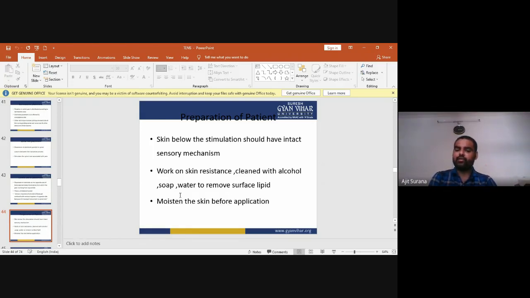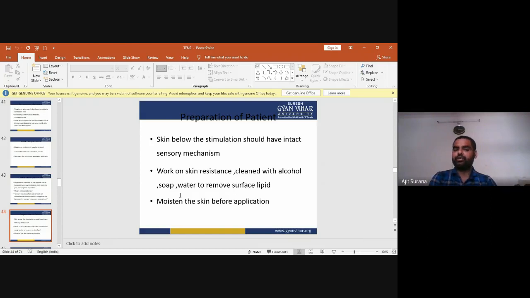First, we work on the skin resistance. We clean the skin with alcohol, soap or water to remove the surface lipids. We moisten the skin before application. So this is all about the preparation of the patient.